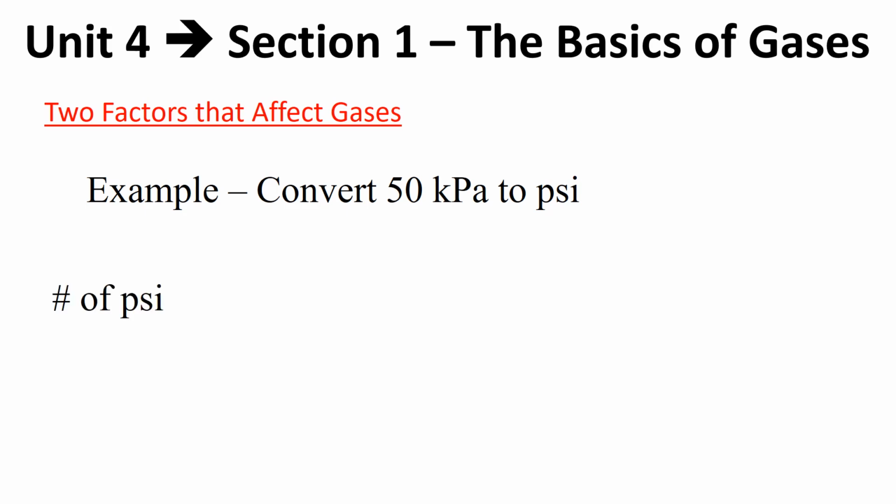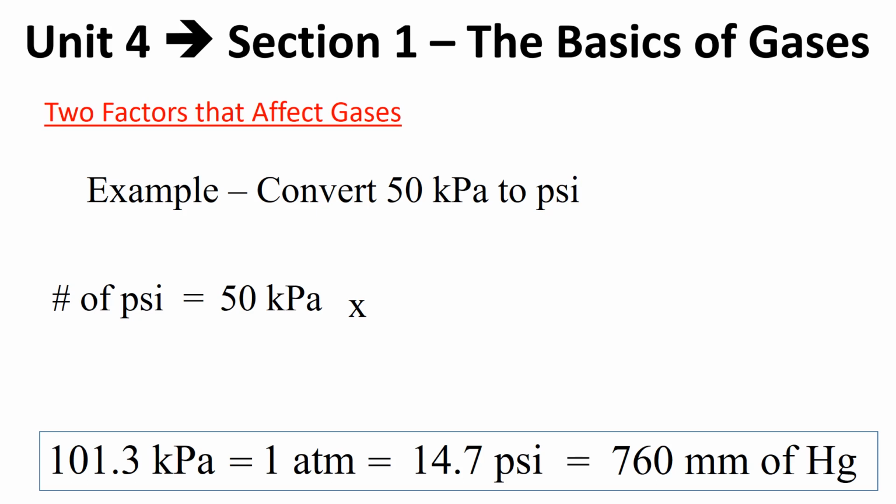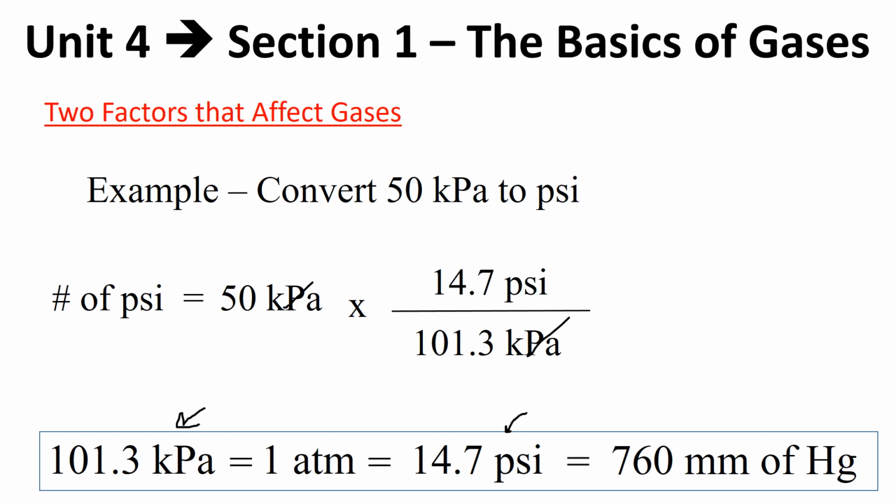So we'll use our technique of writing down what we're trying to find, which is the number of psi. We'll set that equal to the number we know from the question. We'll write in x, and let's not forget about our conversion factor. So this one's about psi, so we're going to need 14.7, and it's about kilopascals, so we're going to need the 101.3. So we'll put our line, and we'll put the 101.3 kilopascals on the bottom, so we can cancel out the kilopascals, and the 14.7 up top. So 50 times 14.7 divided by 101.3 should equal approximately 7.26 psi.